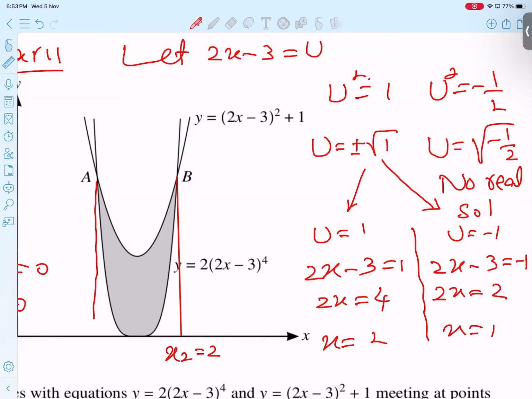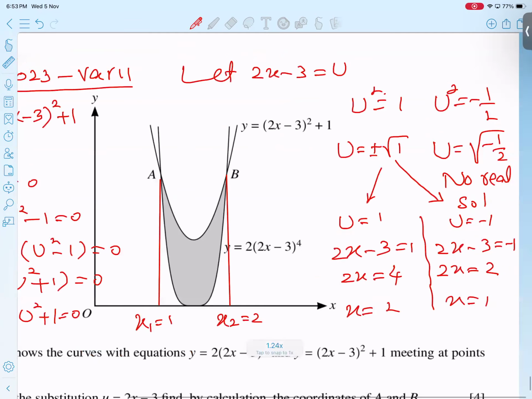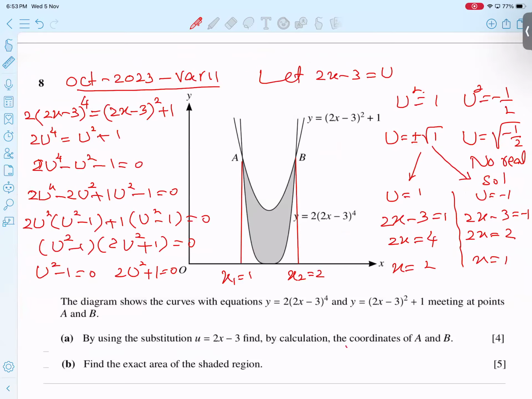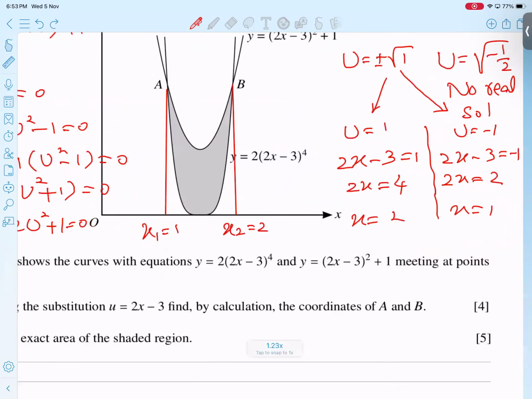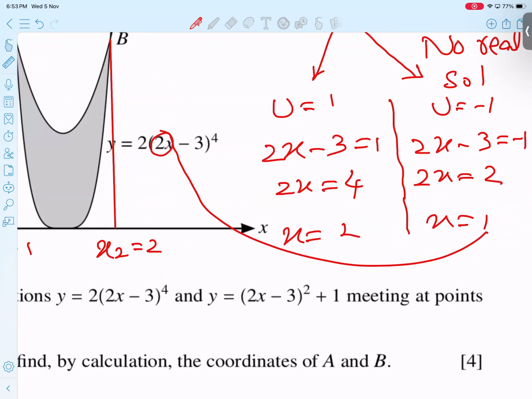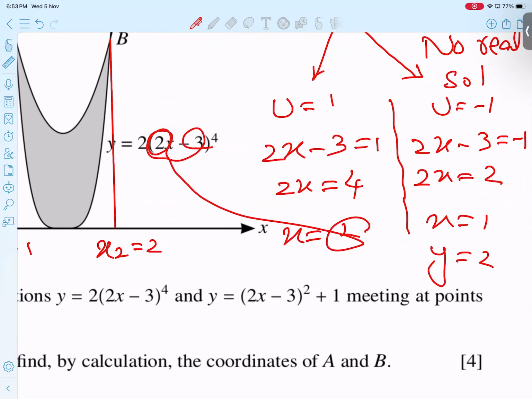But what is he asking for? He is asking for coordinates of A and B, not x values only. So you will plug in both values into any one equation. So for example, I plug in 1 here. What answer comes? When I plug in 1 here, 2 ones are 2, I got negative 1, power 4, converts to positive. So y becomes 2. Okay, when I plug in 2 here, 2 twos are 4, 4 minus 3 is 1. And I got y becomes again 2.